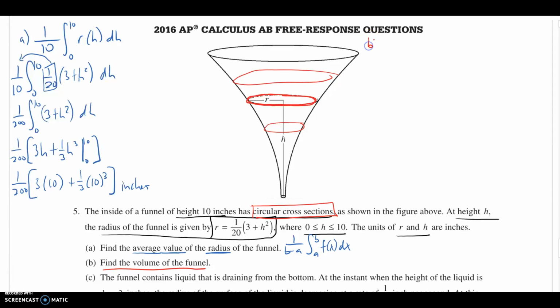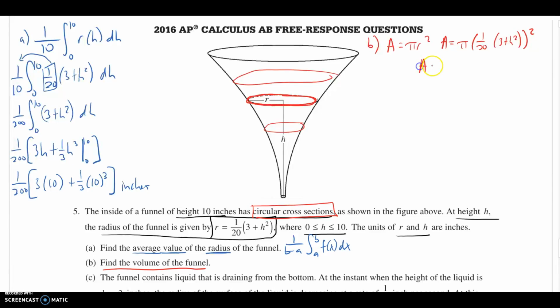So for part B, first thing, for one individual circle, its area would be pi r squared. Big thing is we're going to have to get that r in terms of h, because h was the only thing we were given a domain for. It's the only thing we have a start and end value for. And so our area in terms of h will be pi times that 1 over 20, 3 plus h squared. And we got to make sure we're squaring that whole thing.